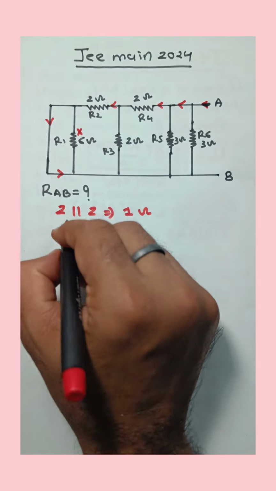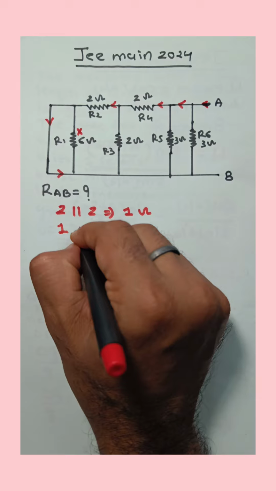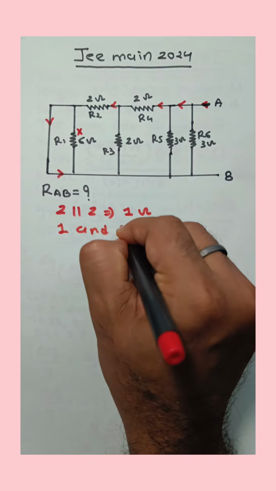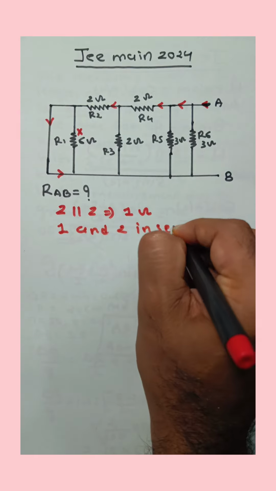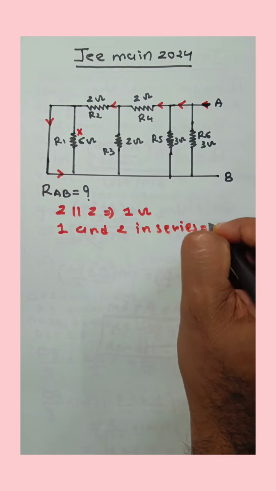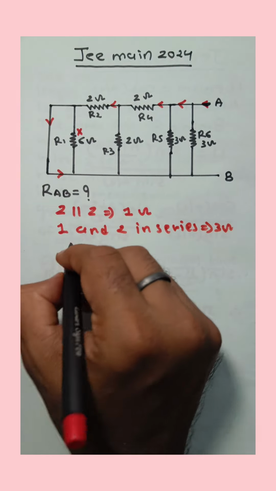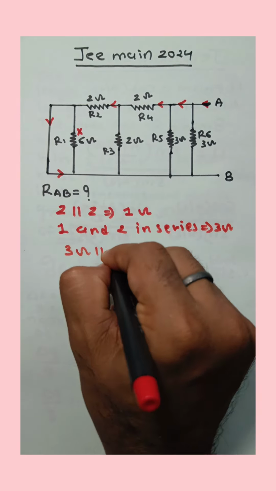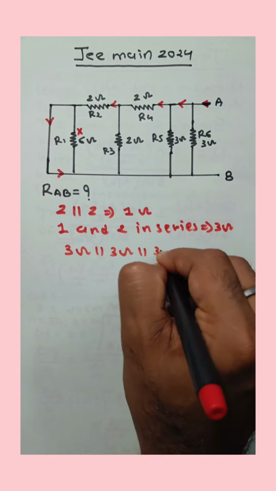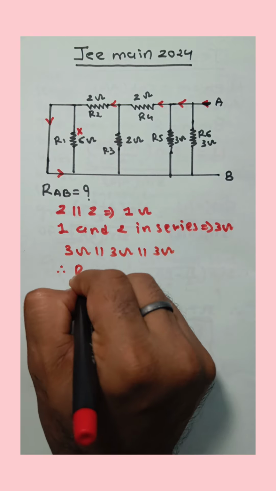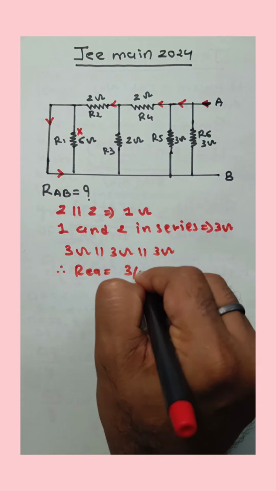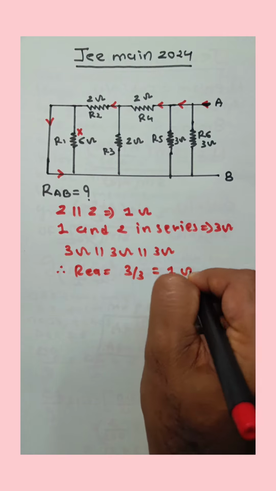Here 1 and 2 are in series. So the equivalent is 3 ohm. Now 3 ohm parallel 3 ohm parallel 3 ohm. So R equivalent is equal to 3 by 3, which is equal to 1 ohm.